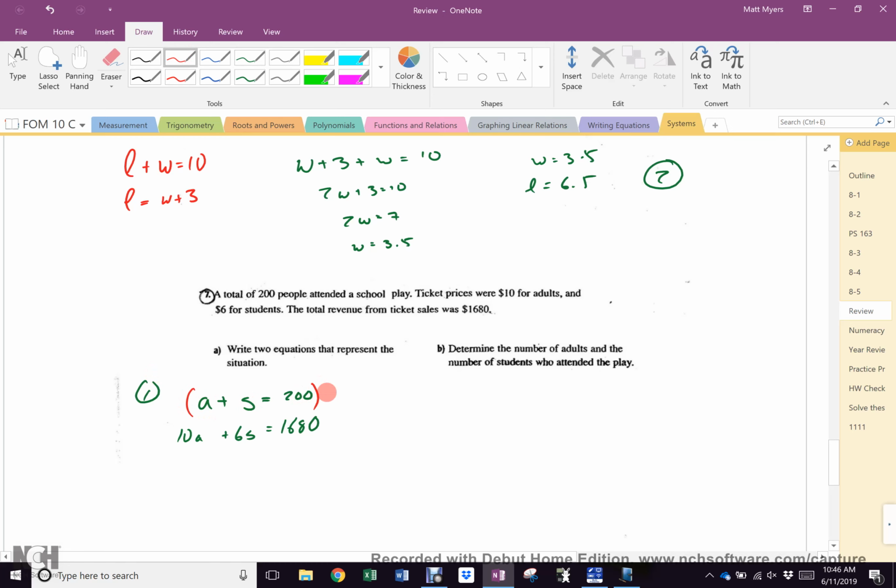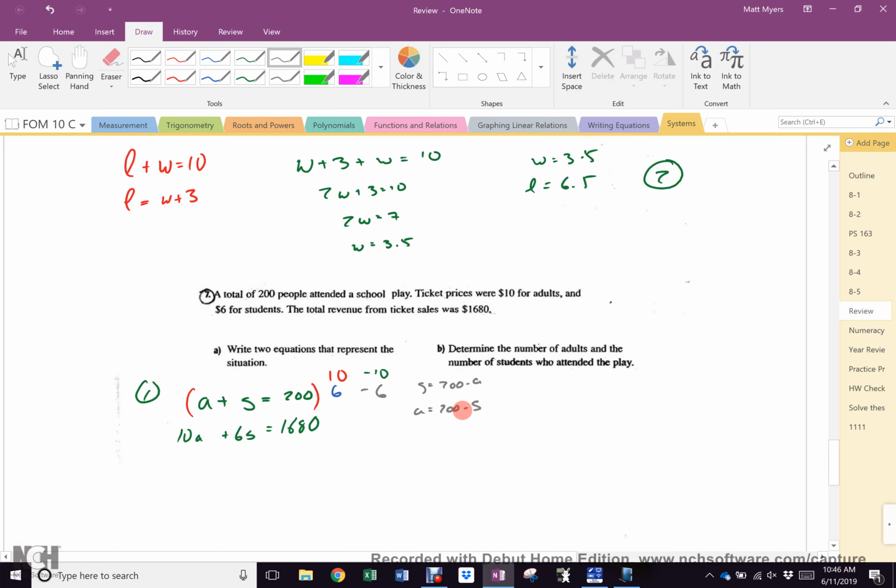Multiply this by 10 or by 6 or by negative 10 or by negative 6, or I do substitution. Because substitution, S equals 200 minus A, or A equals 200 minus S. Those are your 3 options.